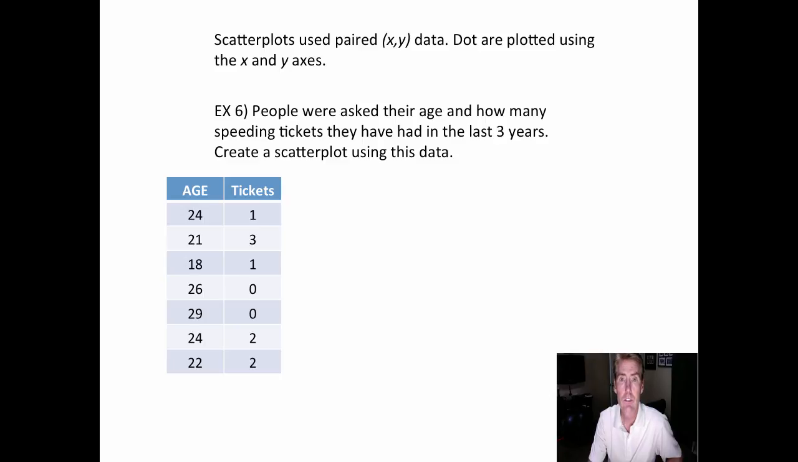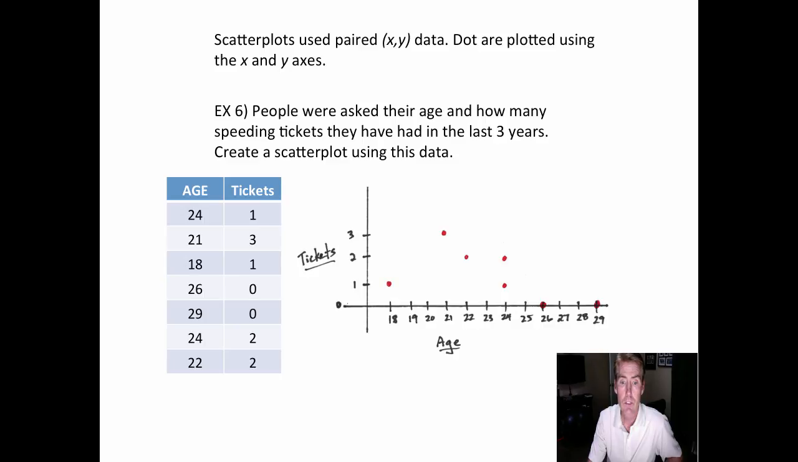So we've got ages. You can see that they interviewed fairly young people. And how many tickets they had in the last 3 years, because it's the tickets in the last 3 years that affect how much you're going to pay for car insurance. So then we do what's called a scatter plot. This is just the x and y axis. Whatever column goes first, that's going to be the x's. So you put the ages down here. And then the y axis will be right here, the number of tickets. And then you just graph them.